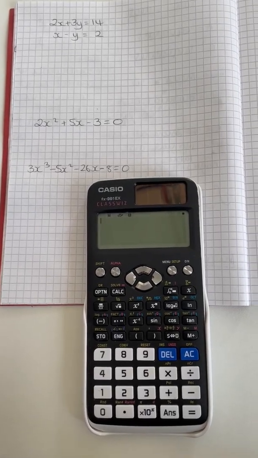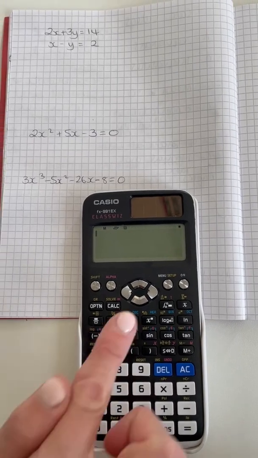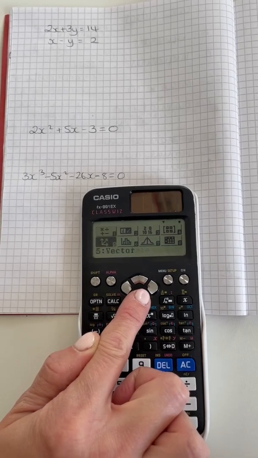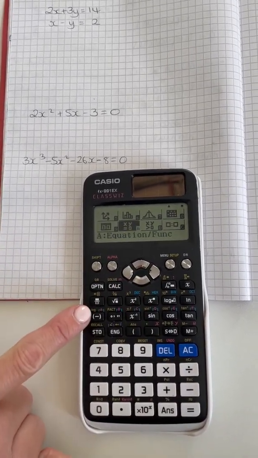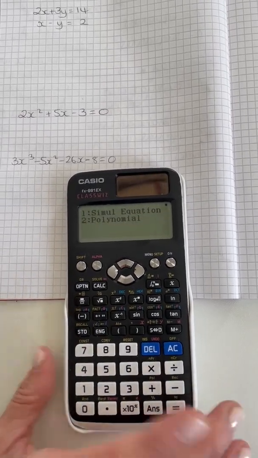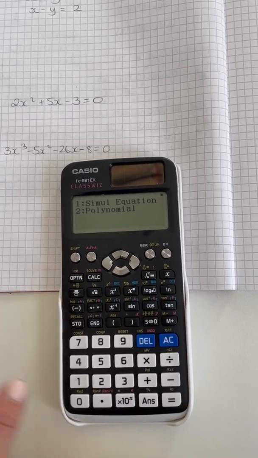In this video we're going to look at how we use function A on the calculator, which is solving equations. If we go into the menu, we can either use the replay button and go down and across to A, or we can just press A here. It'll take us straight in, and if we press equals, we see we've got two different options on the menu. The first one is solving simultaneous equations.